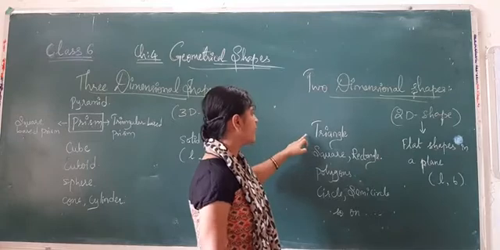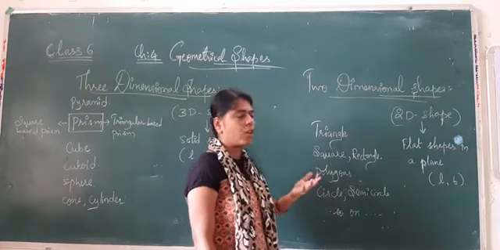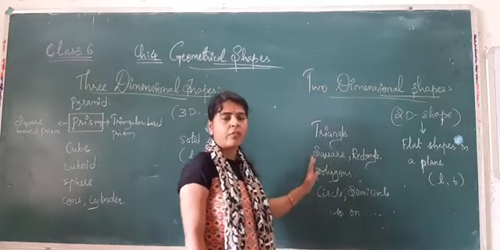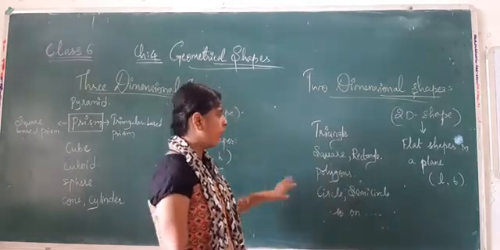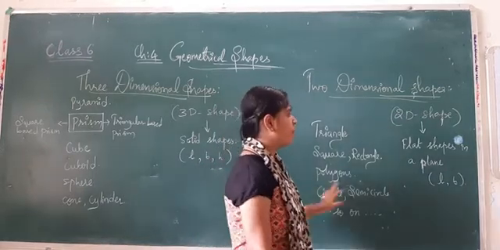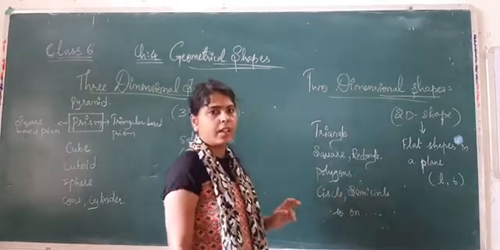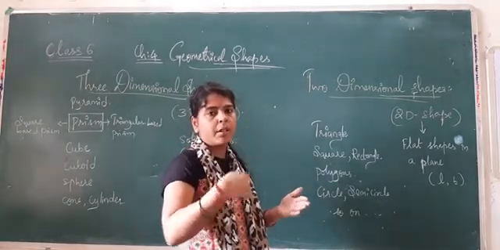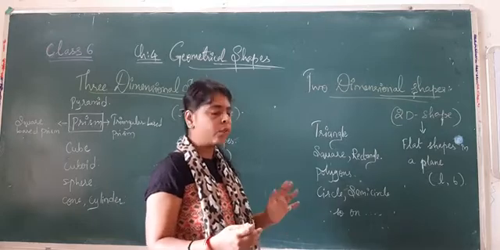Now, in 2-dimensional shapes, what are the examples you have already seen? Once again, we will see here: triangle, square, rectangle, or all the polygons you can take, circle, semicircle, and so on. These are all 2-dimensional shapes, where you see the length and breadth. That means what the length will be, how to draw it, and what space the breadth takes.